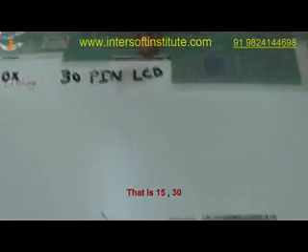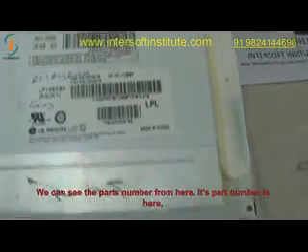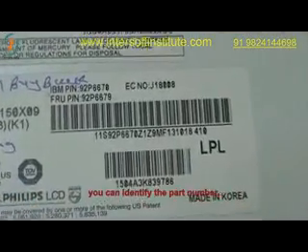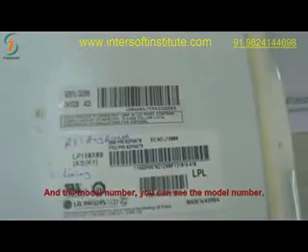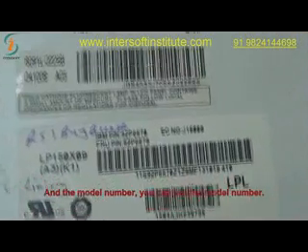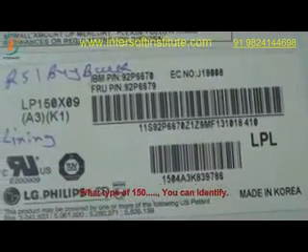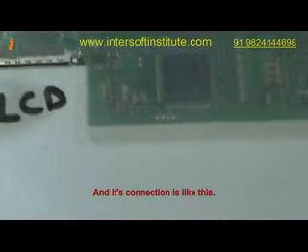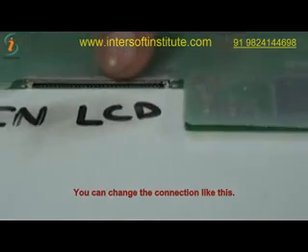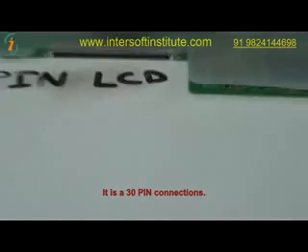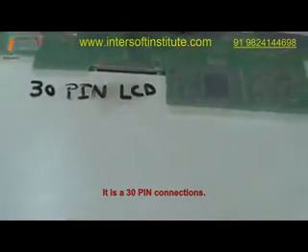That is a 15.4. We can see the part number from here. Its part number is here. You can identify the part number and the model. You can also see the model number, what type of 15.4 you can identify, and its connection is like this. You can check the connections like this. It is a 30 pin LCD connection.